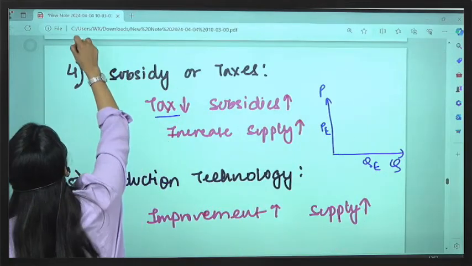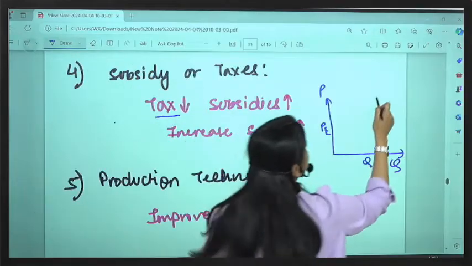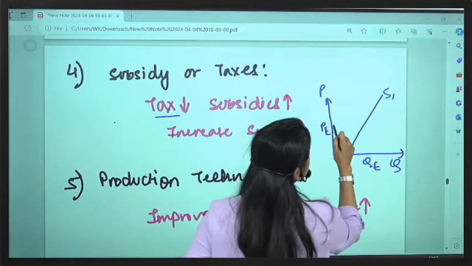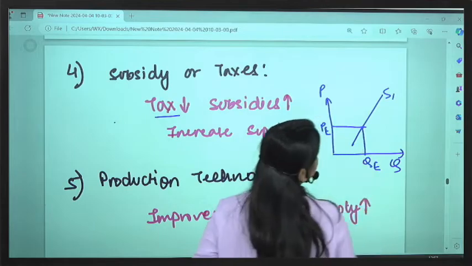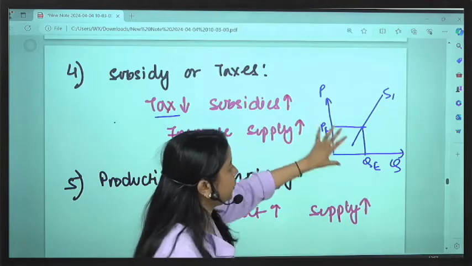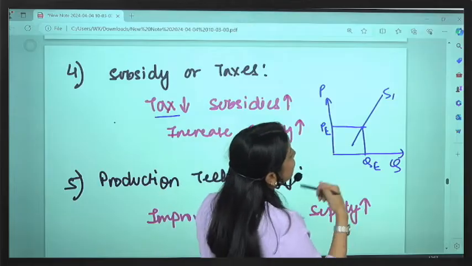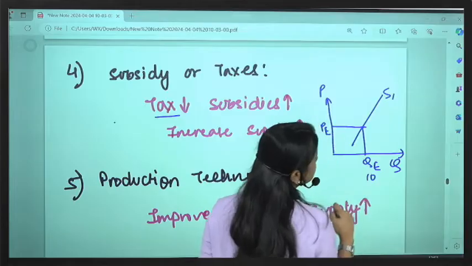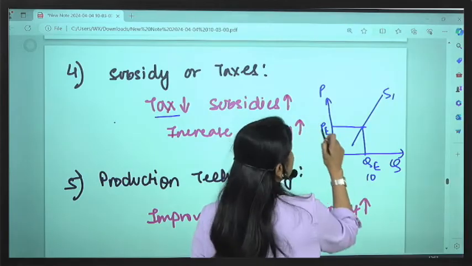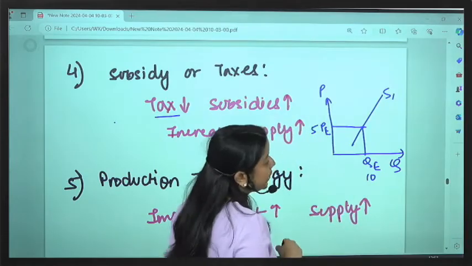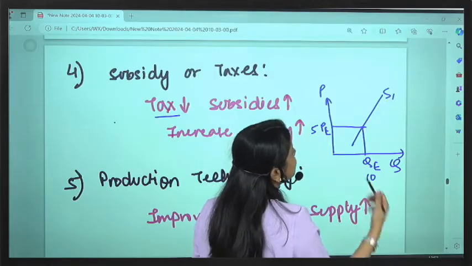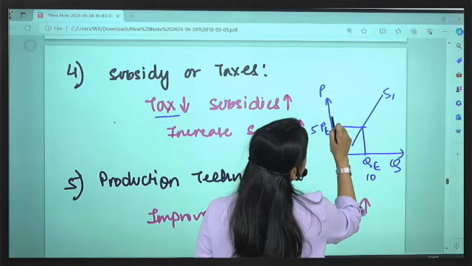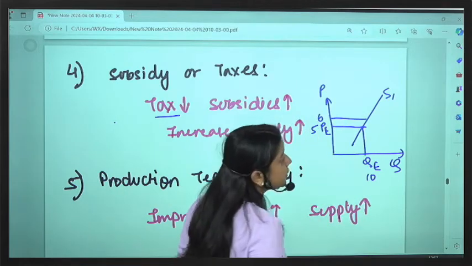So here, let me make a supply S1. Okay, so this is my supply and this is my P1 and Q1, QP and QE. Now if there is a tax being imposed, meaning I'm able to buy 10 kgs over here, at that 10 kgs I can buy at 5 per kg. Now since the government has imposed 1 rupee tax on each quantity, so this will now become 6 per kg.